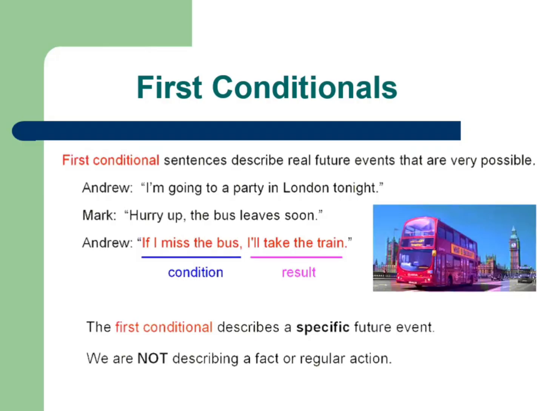Look, guys, here we have a conditional clause in the simple present tense. In the result clause we have simple future tense, you have to remember. But in the zero conditional, both the conditional and result clauses were simple present. The first conditional describes a specific future action. We are not describing a fact or regular action. This is not a fact, this is a likely future event.